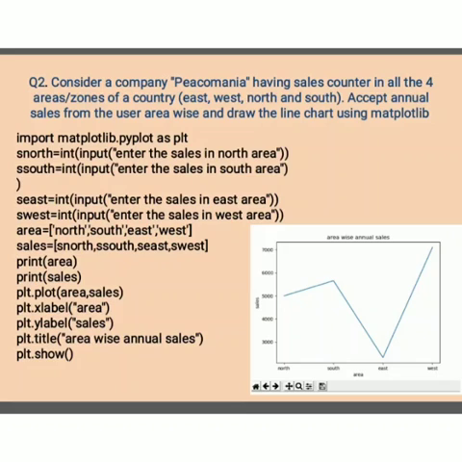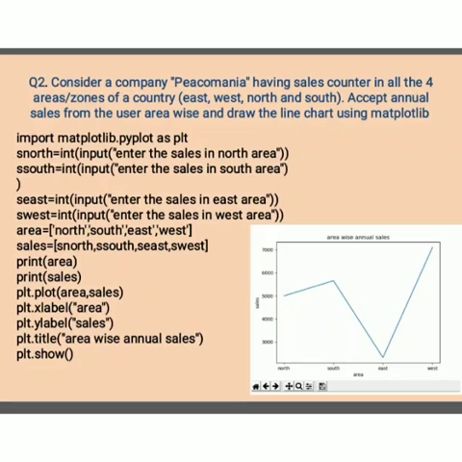Now we want the label also. So how to give the label on the x-axis? With the help of plt.xlabel. The xlabel will write area on the x-axis. plt.ylabel, in the brackets we have sales. So sales will be written on the y-axis. And we are giving the title to the chart. What is the title to the chart? Area wise annual sales. All the functions are ready.